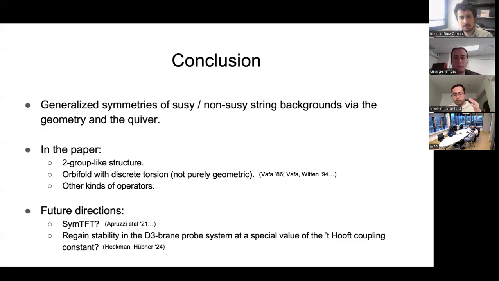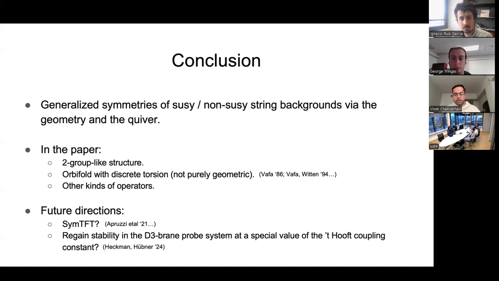Now, there are a few things that I didn't get the time to talk about today that are in the paper, so let me just quickly shout them out. One is we go into more detail on this two-group-like structure that I mentioned. Additionally, we consider another set of string backgrounds, which are those with discrete torsion, which represent a class of backgrounds that are not purely geometric due to some non-trivial action of the B field.